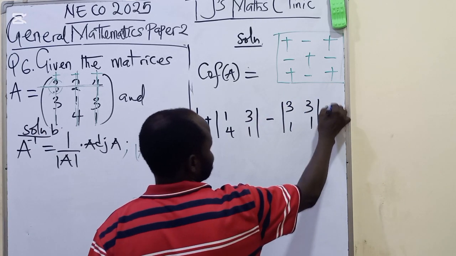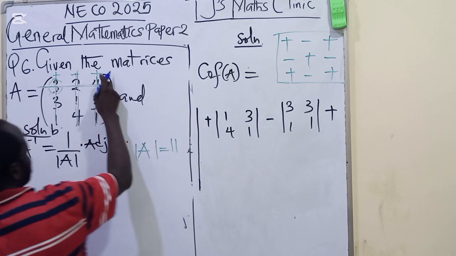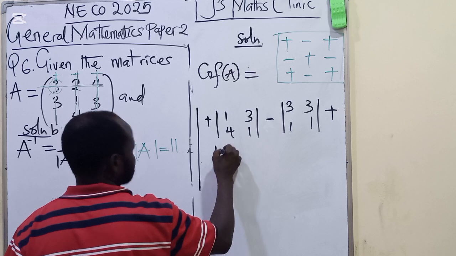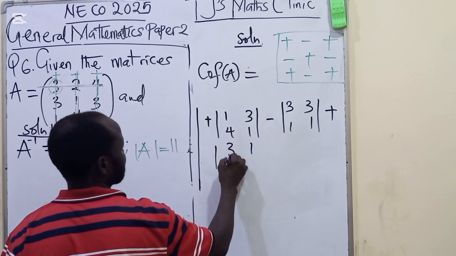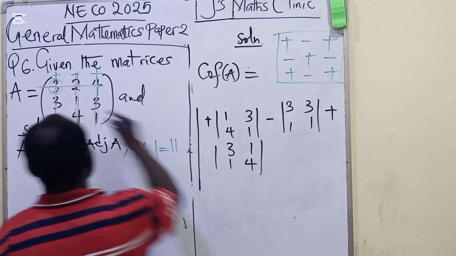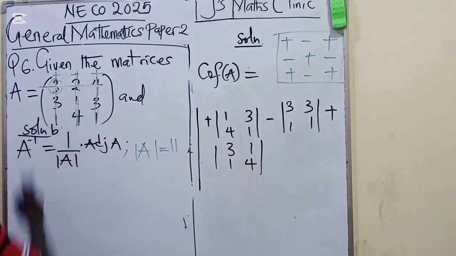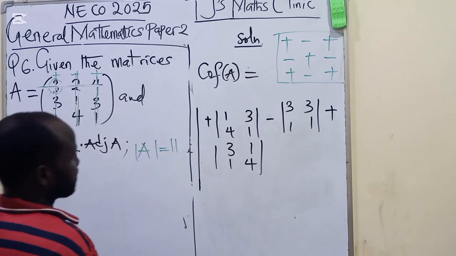The last one is plus. We close this row, we close this column. We have 3, 1, 1, 4. So this is the first row done.